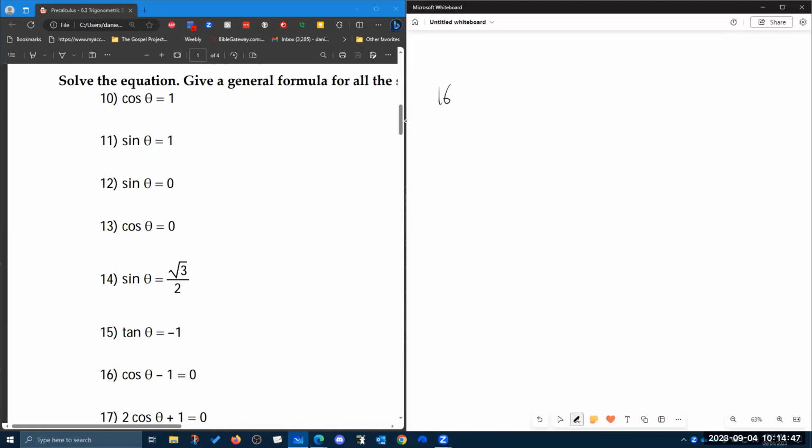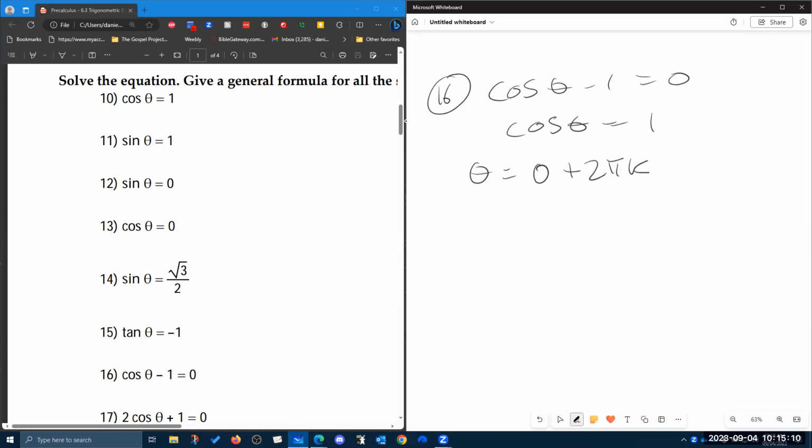So for number 16, cosine of theta - 1 equals 0. So cosine of theta is equal to 1. Cosine is only 1 at 0, and then again at 2pi, and so on. So this is the same problem as problem number 10 up there, that theta is equal to 0 plus 2pi k. So theta is equal to 2pi k.